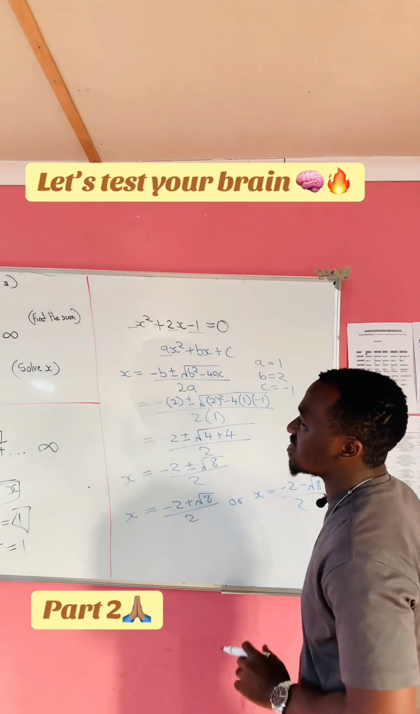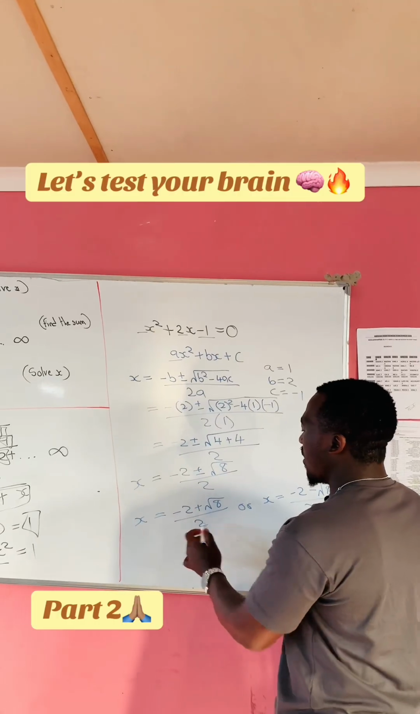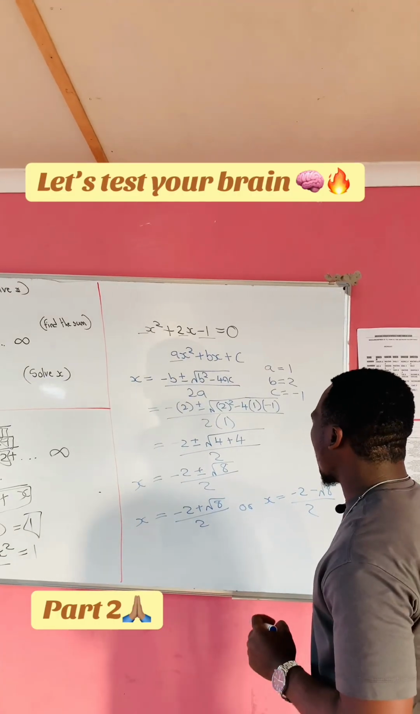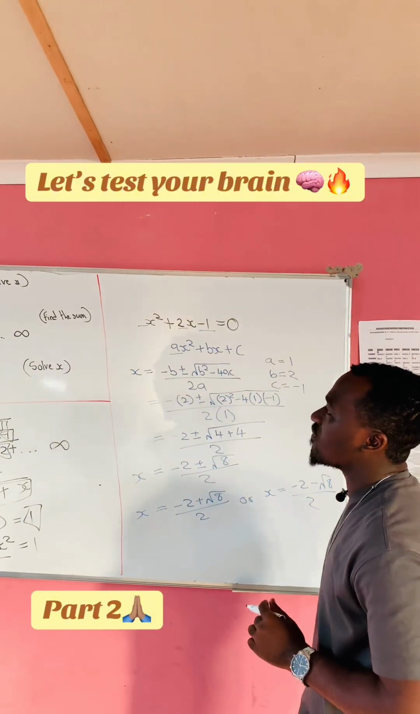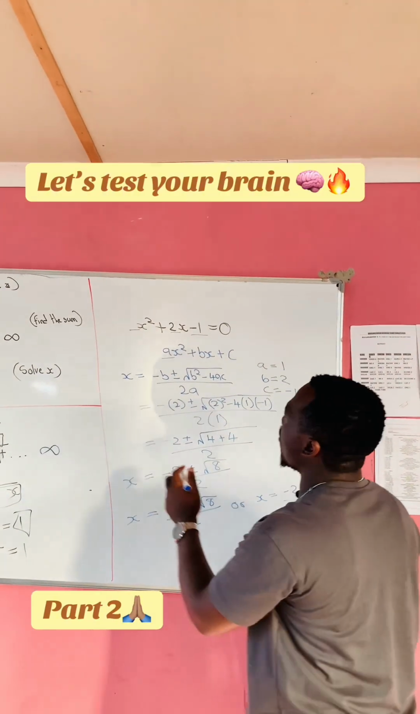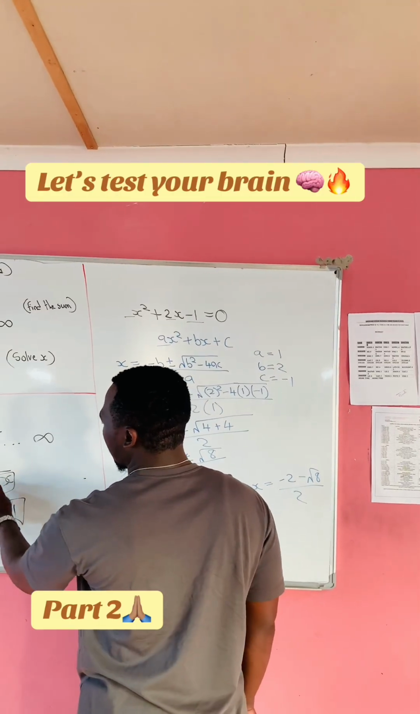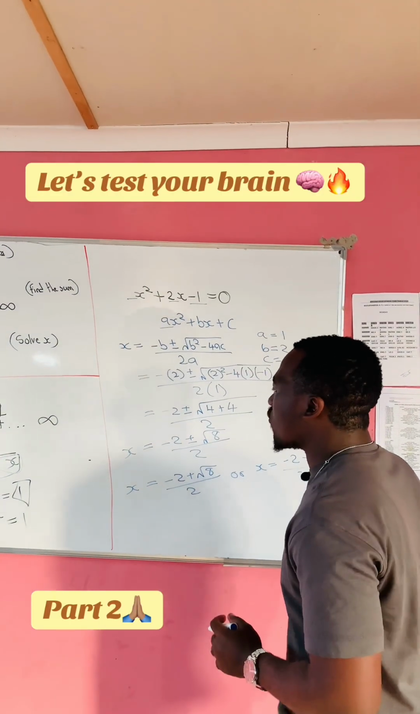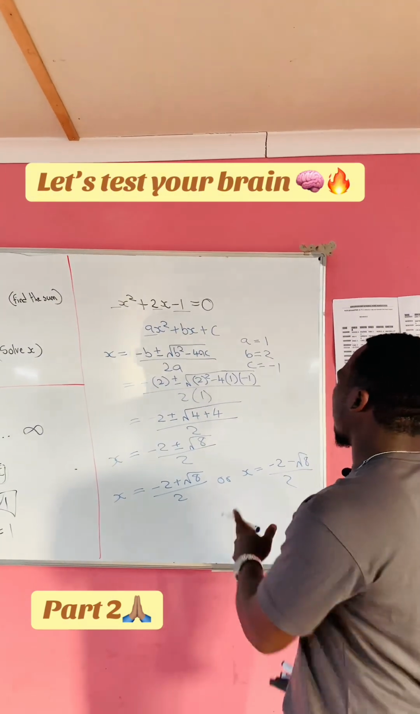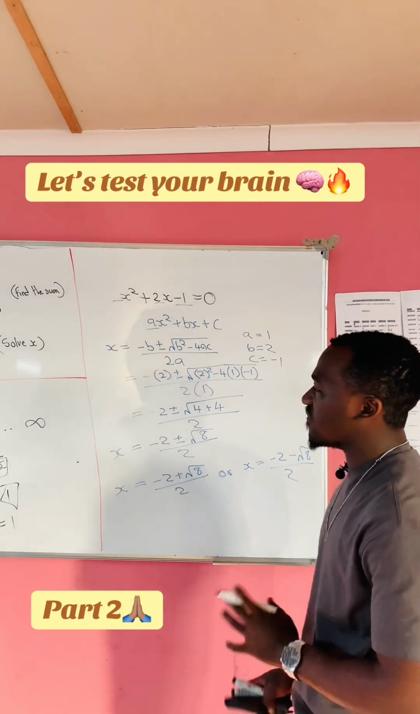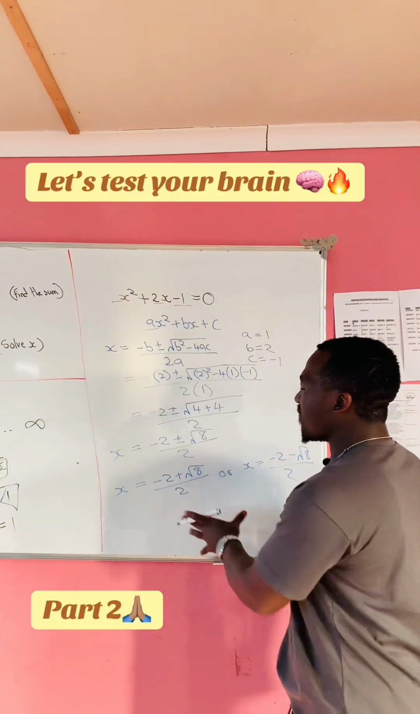Now let's think of this. Going back there, if we have negative 2 plus root 8 over 2, or we have x equal to negative 2 minus root 8 over 2, then if we go back and put it here, you can see somewhere around this one. If we put the negative value or this positive value, it's just the difference only. So now we've got our values of x.